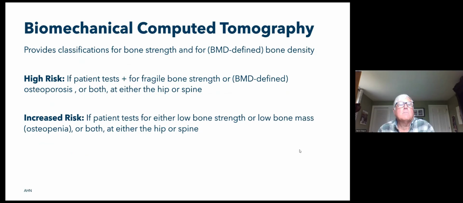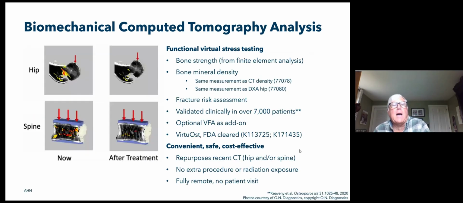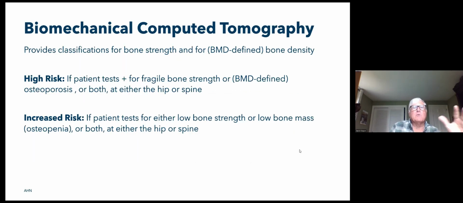And here, I'll show you what it looks like. I'll go back. But this is what the test looks like when you're applying the force to the bone. It's done via computer. It's done on a patient's normal CT scan. And when that bone breaks with the computer software, that's where it's considered to be fragile with the amount of force that's required. So a high-risk patient would be if a patient tests positive for fragile bone strength or bone mineral density defined osteoporosis, or both at either the hip or the spine.